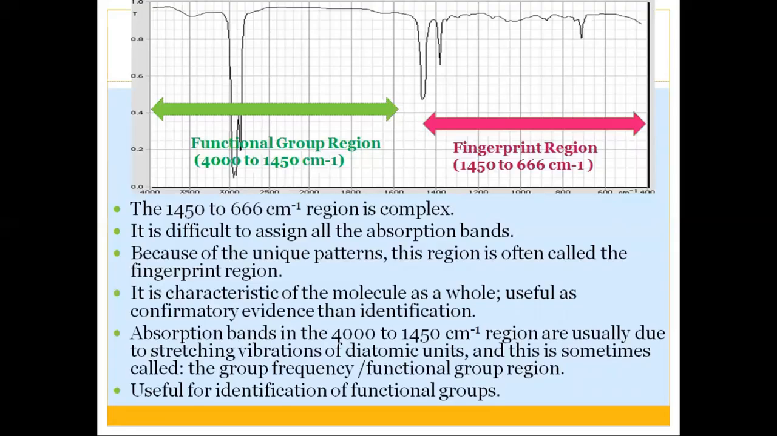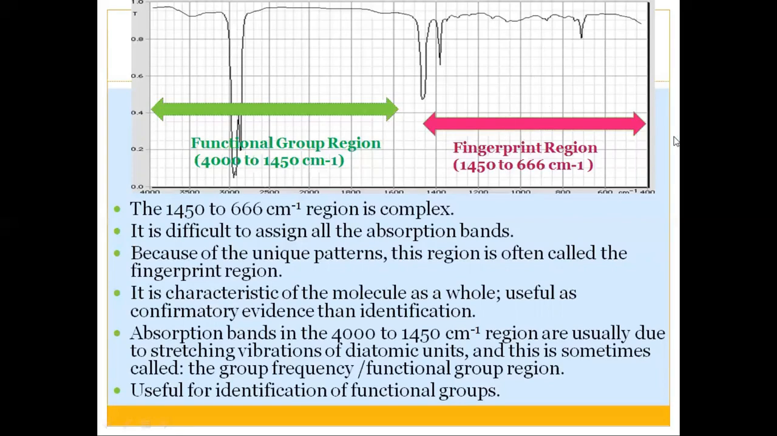It is difficult to assign all the absorption bands. Because of the unique patterns, this region is often called the fingerprint region. It is characteristic of the molecule as a whole, useful as confirmatory evidence rather than identification. So this part of the spectrum will be for the confirmation of the IR, but it will not provide that much information. But it is unique for each and every compound.